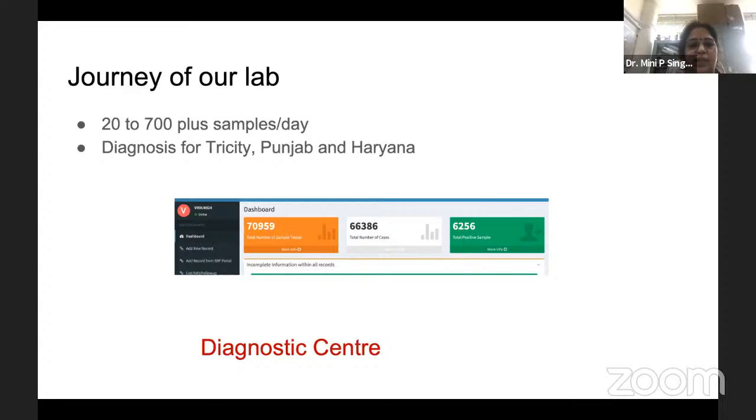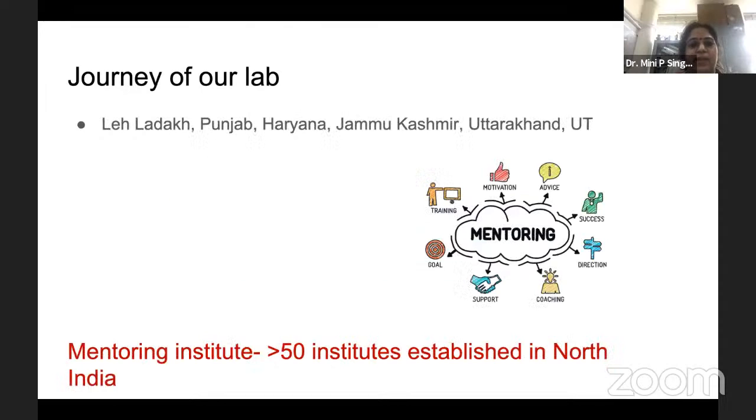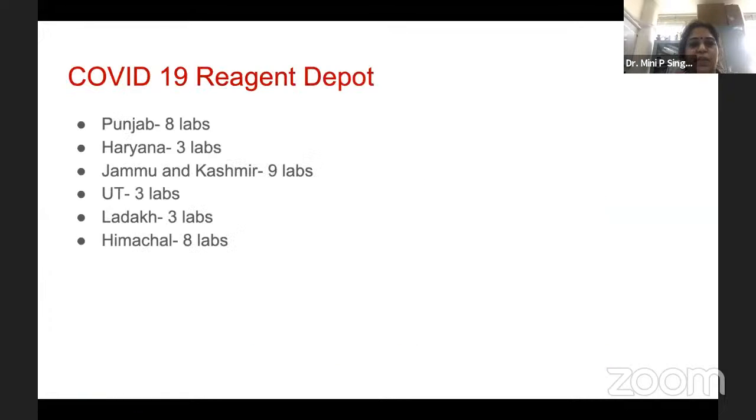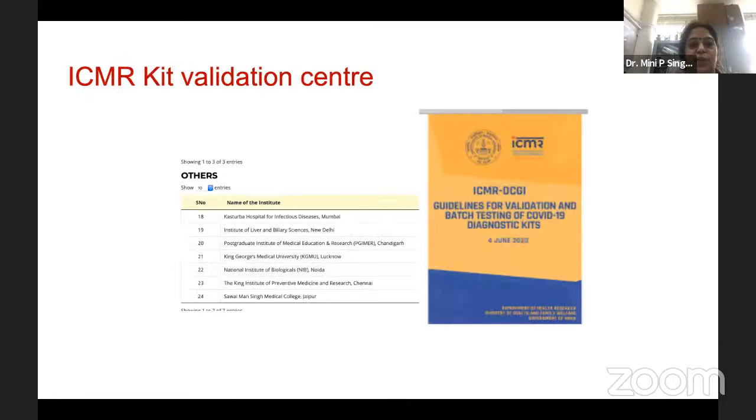So just to share the journey of our lab, we have tested around 70,000 plus samples till date, and we have been involved as a mentoring institute. As I mentioned, more and more labs had to be brought on board for COVID-19 testing, and so more than 50 institutes have been established in North India. And then, as I mentioned, the reagents were a big issue. So ICMR provided us with reagents which had to be transported to labs all across North India, and we were also a part of the ICMR kit validation center. So these kits were sent to us for checking and ensuring the quality before they could come to the market.